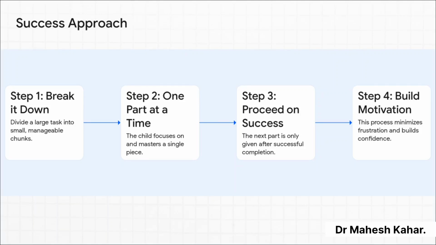It's called a success-oriented approach, and it's brilliant because it's so simple. You take a big task and you just break it down into tiny, manageable pieces. The child only has to focus on one little part at a time. Once they've got that down, you move to the next. This builds momentum and, most importantly, confidence.